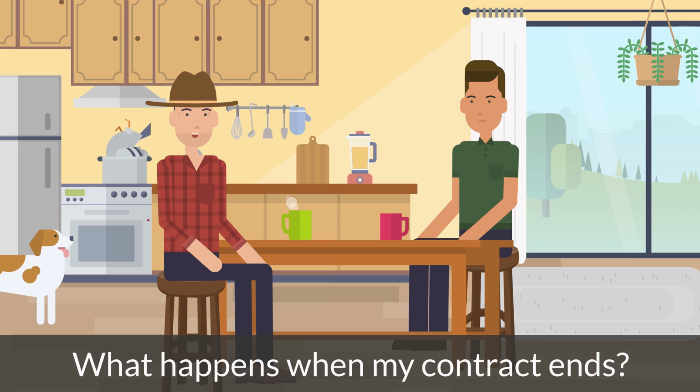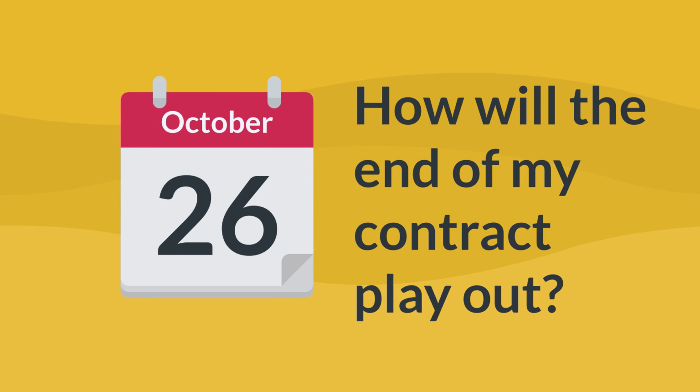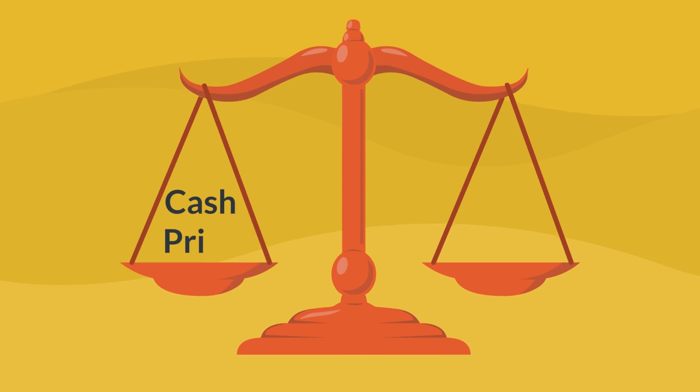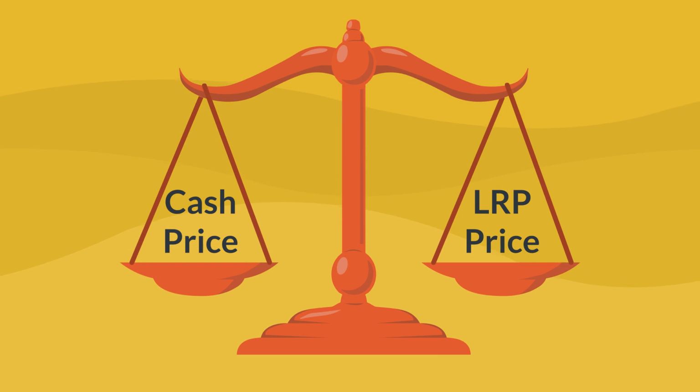Okay, now explain how it will work at the end of the contract. Tell me what happens if the price goes up, and what happens if the price goes down. In October, on the day your LRP contract ends, we compare the cash price for feeder steers to the LRP coverage price you established 9 months ago.